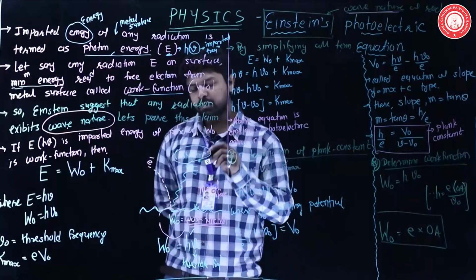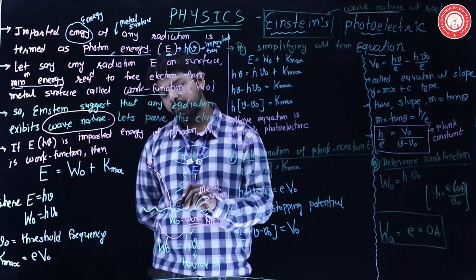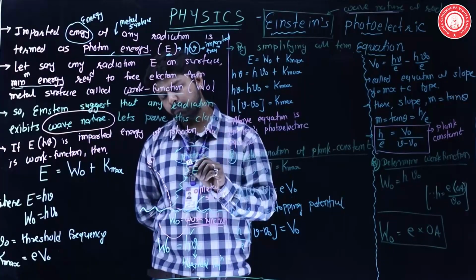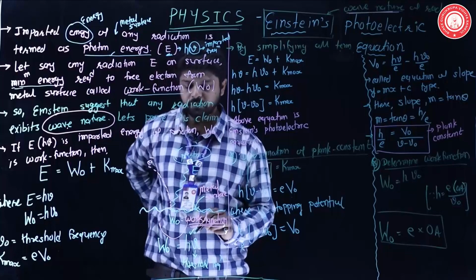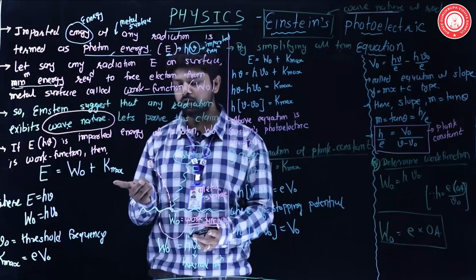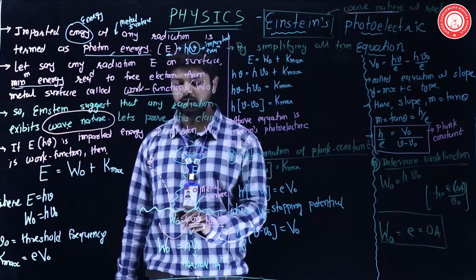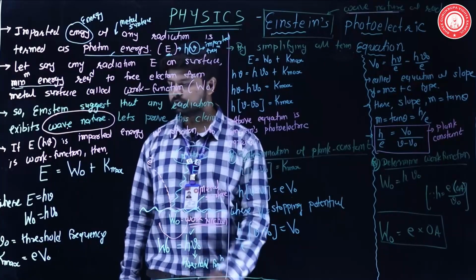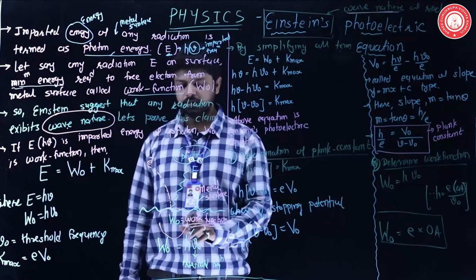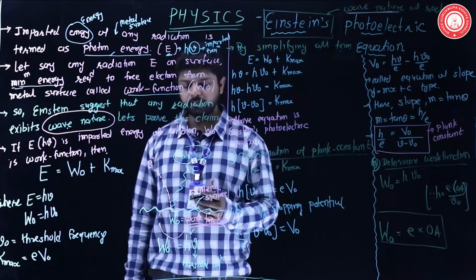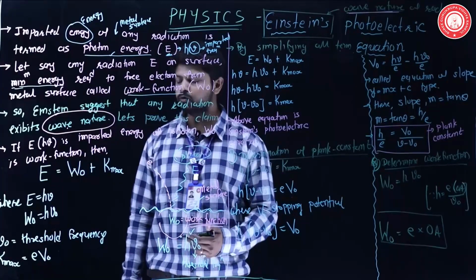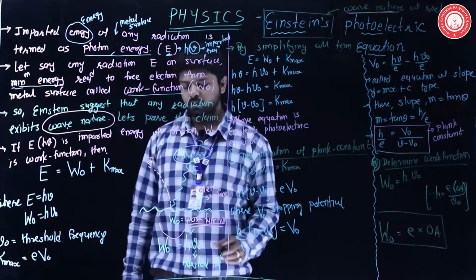See, the total imparted energy will be converted into two different terms. Number one term, which is my W0, work function, which means the minimum energy required to free the electron.